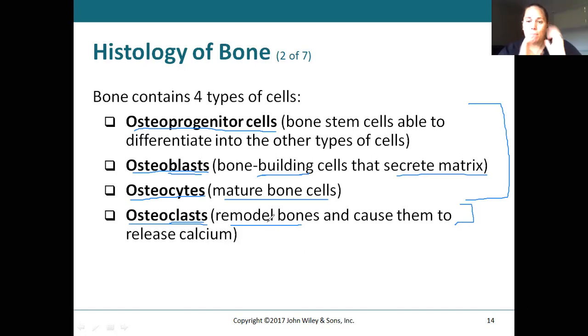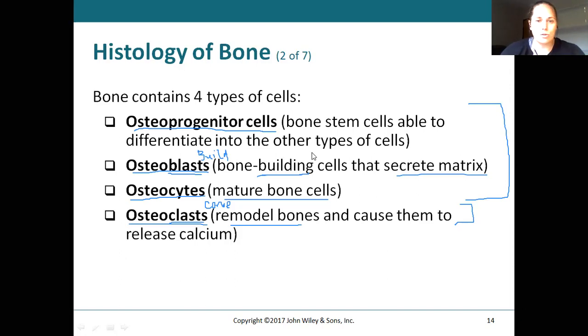So osteoblasts will go build, and osteoclasts carve, so they break down bone. Building and carving. When we're talking about bone remodeling, you can see how these two types of different cells are going to play a role, right? You've got one cell building, one cell carving, one building, one carving, and so they're able to balance out that remodeling process for bones.